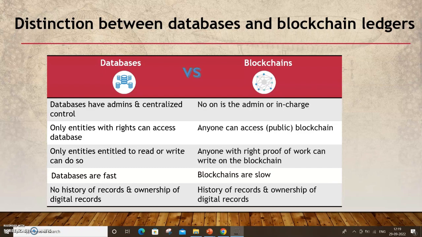I hope by this you have a good understanding of the difference between a blockchain ledger and a traditional database model. Thank you.